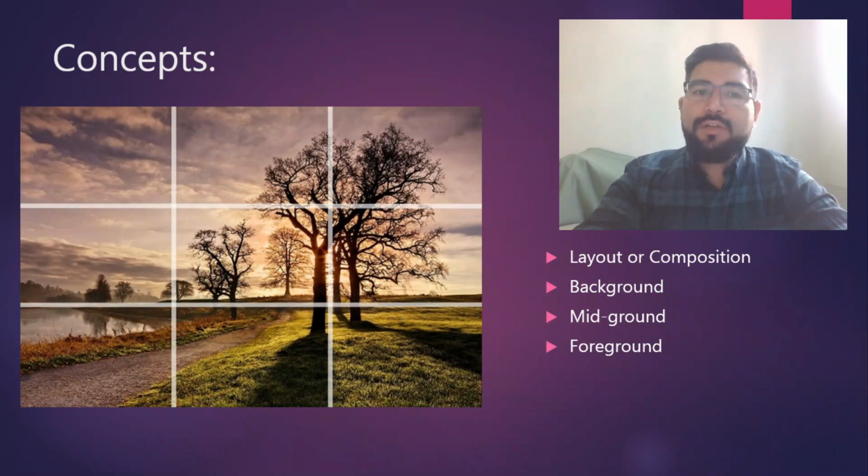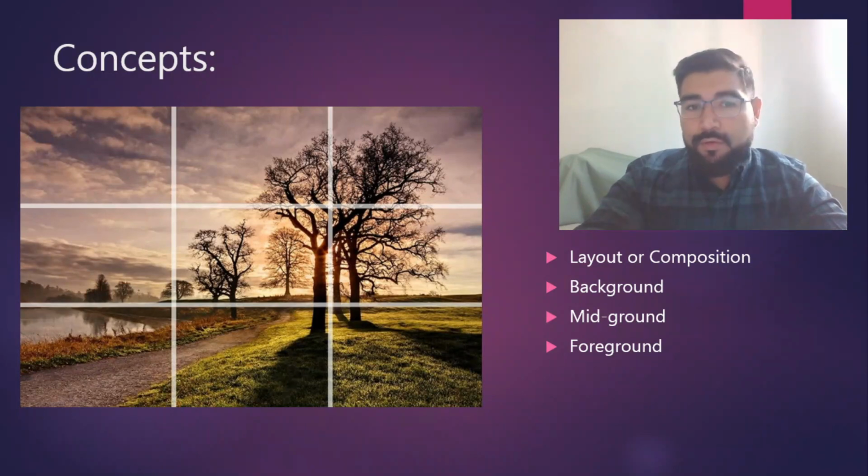Layout or composition refer to the arrangement of the objects inside of an image. So as you could see here, for example, we have some trees, there is some grass, a path, also there is a small lake. This is a landscape, right? The arrangement of these objects are placed in different places and in different depths that the image may have.